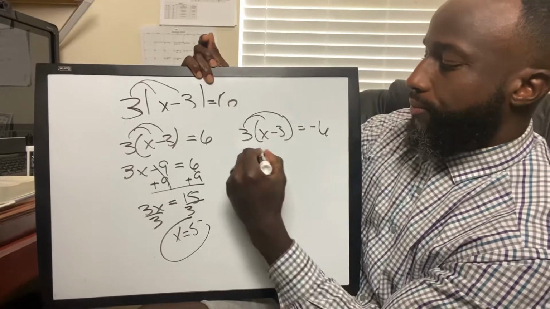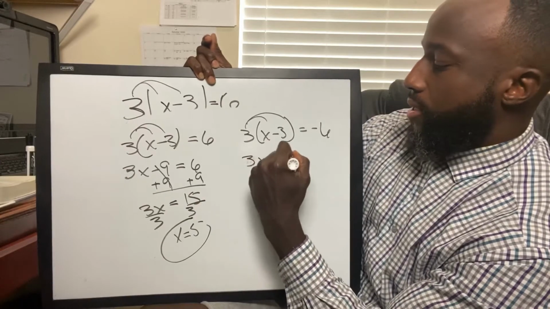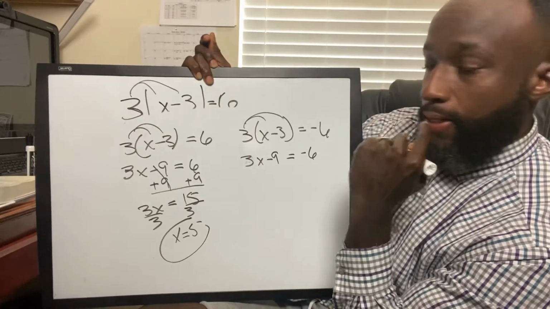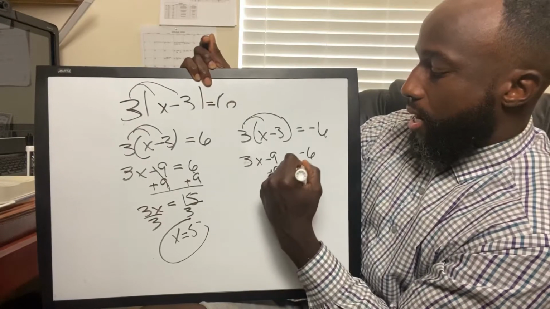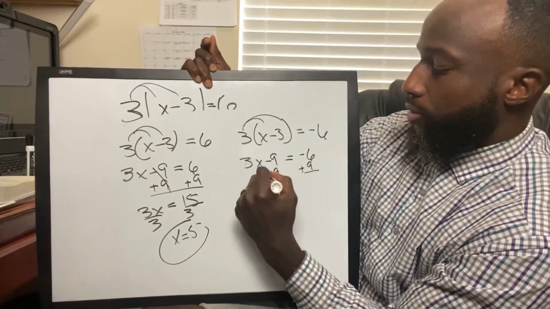Yeah. Let's look at the other one. Distribute. 3x minus 9 equals negative 6, right? Add 9 to both sides. Minus 9, minus 9.